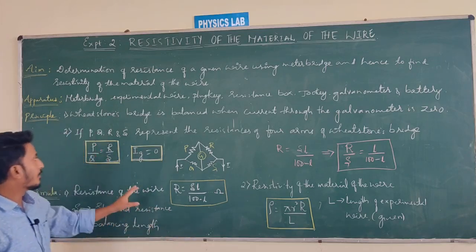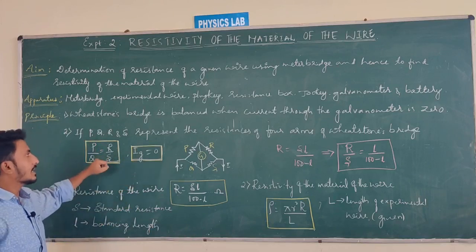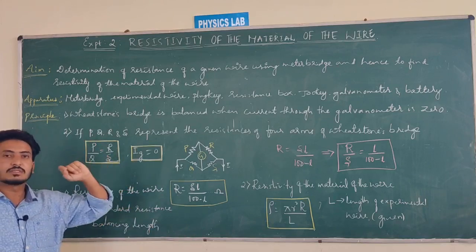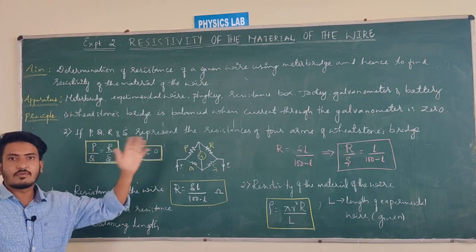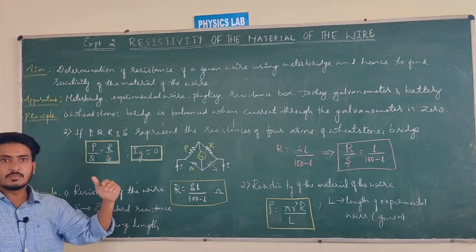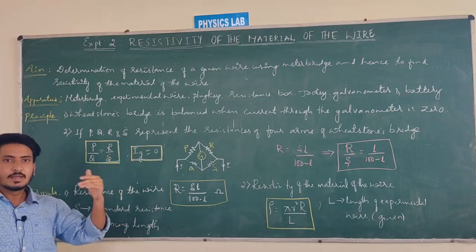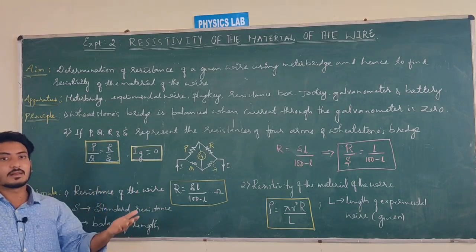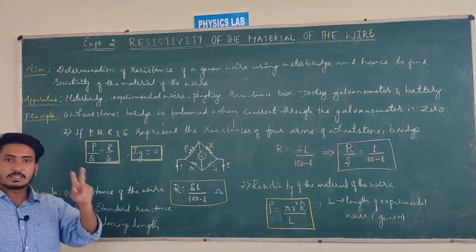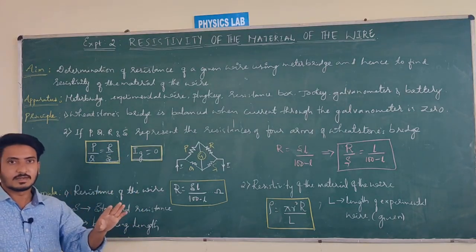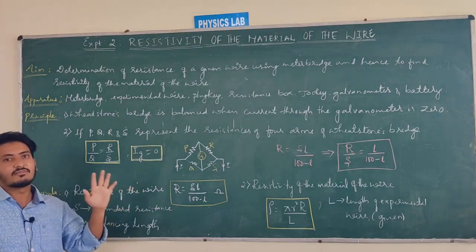Okay, the main important thing in the viva: they will ask what you mean by resistance. What is resistance? It is opposition to the flow of current. Its SI unit is ohm. What do you mean by resistivity? Resistivity is the property of the material. The same material will have the same resistivity; different materials will have different resistivities.